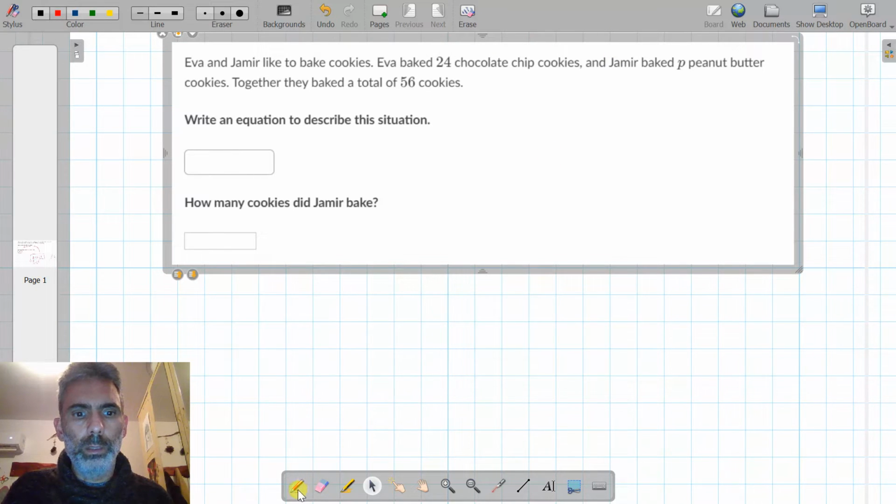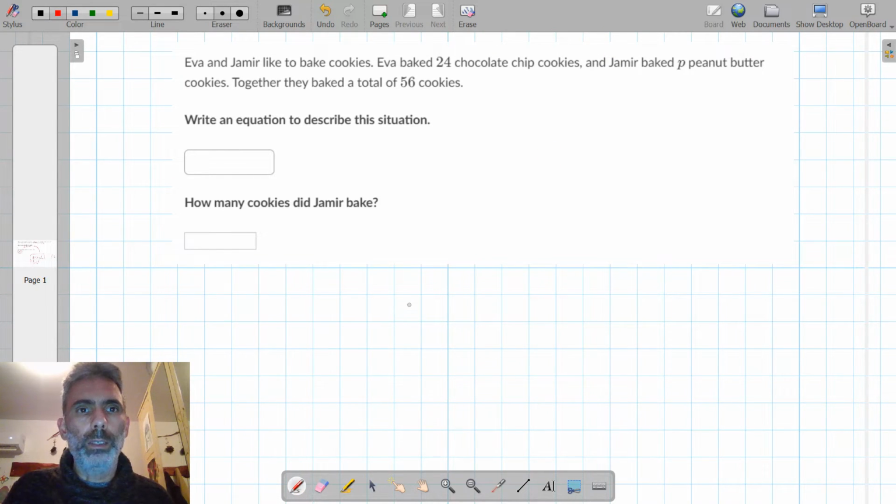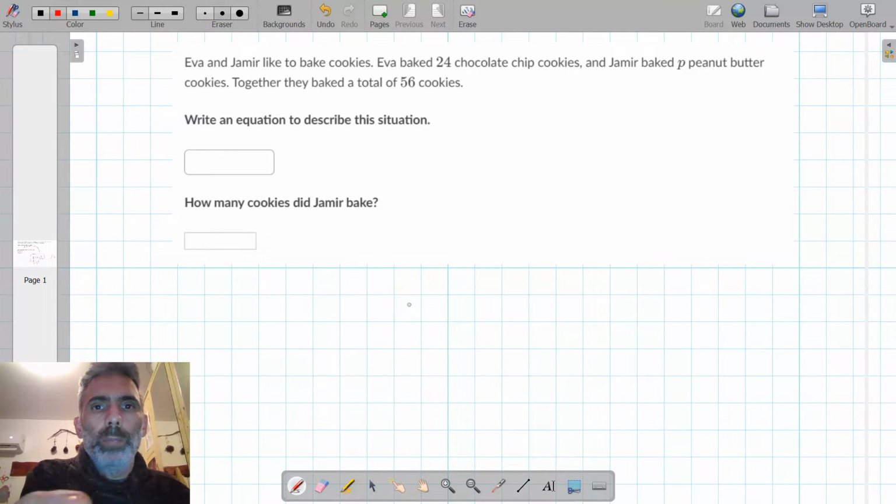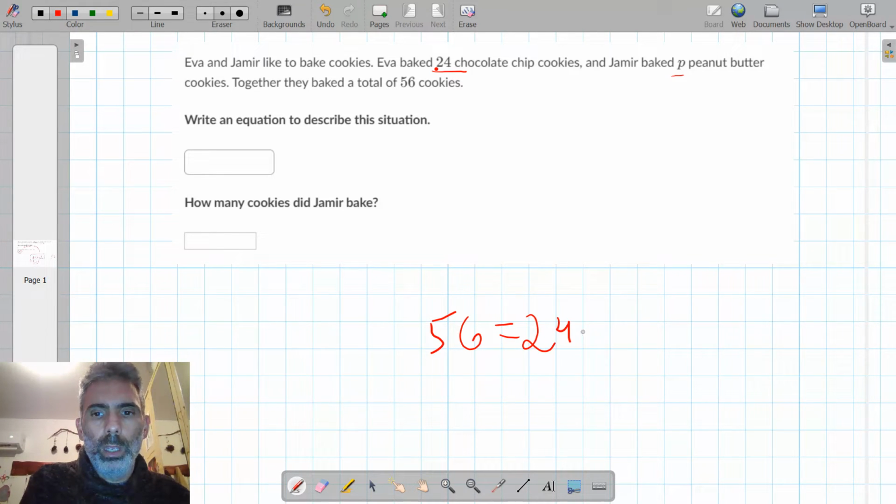Okay, Eva and Jamir like to bake cookies. Eva baked 24 chocolate chip cookies and Jamir baked peanut butter cookies. Together they baked a total of 56 cookies. So 56 is the total number of cookies, and we know that Eva baked 24 and Jamir baked p number of cookies. So together, this is the hint that we need to combine these two quantities together.